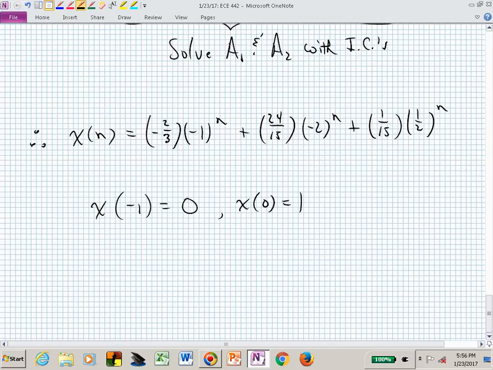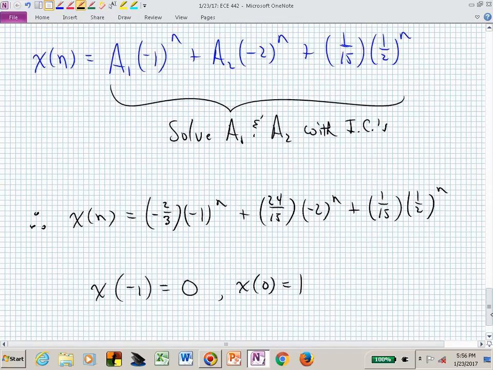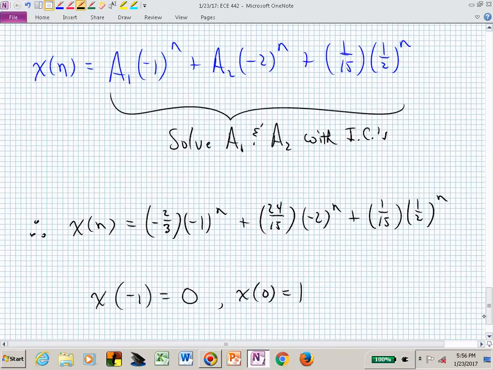Okay, I think x of minus 1 was 0 and x of 0 was 1. Is that right? So those were the initial conditions that you would plug in. You would plug those in to this equation for x of n, and the only thing you don't know is a1 and a2. You're evaluating for particular values of n. You can use those, and then that allows you to solve for the minus 2/3 is a1 and the 24 over 15 is a sub 2. Did that help answer your question?